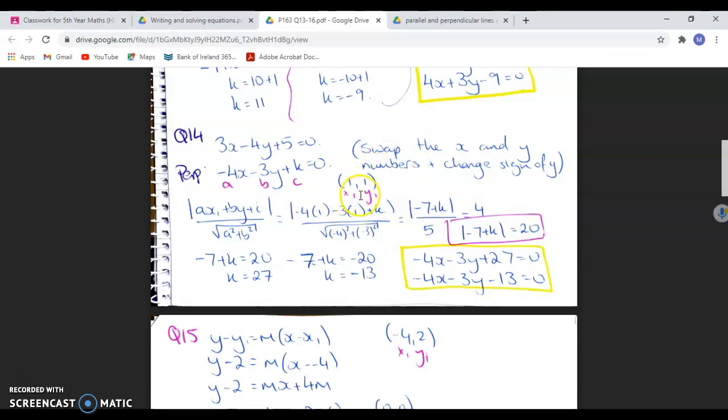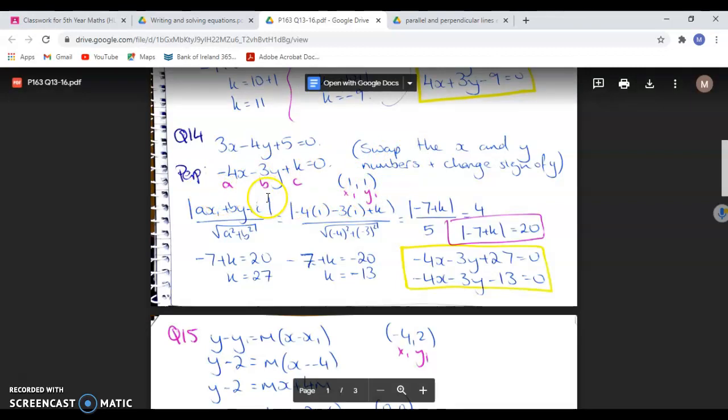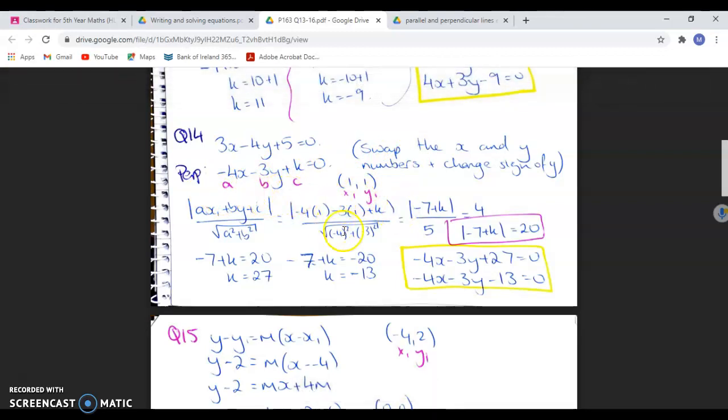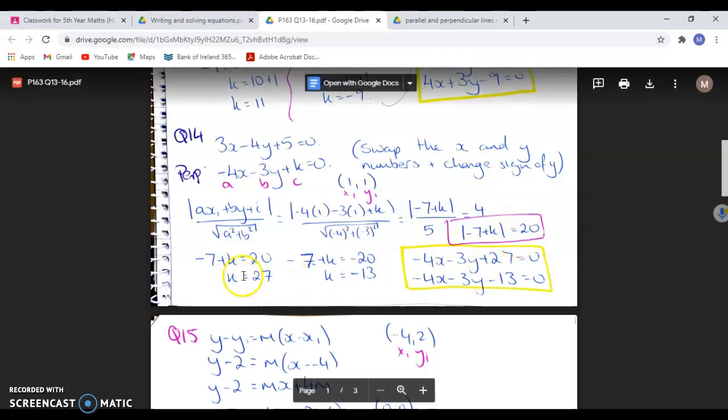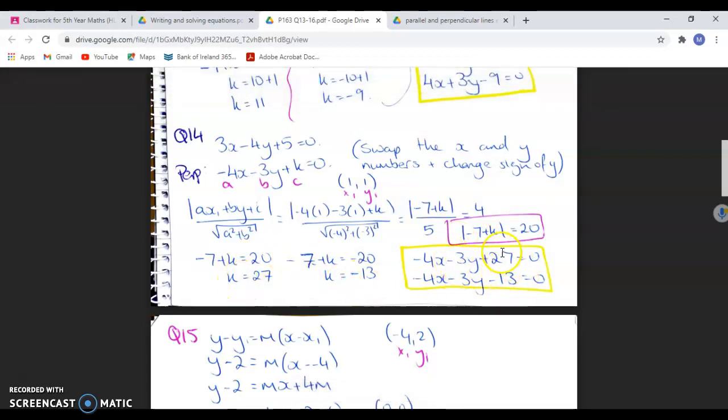So my point is 1, 1. My line is this, labelling A, B, and C, x1 and y1, and sub into your formula. And I'm told in the question the distance is 4 units, so again you're just subbing in and putting it equal to 4. Cross multiplying, 5 goes up and that becomes 20. So then I'm taking the modulus. Modulus means take the positive, but it could be the plus 20 or the minus 20, so that's what I've done here. You get your two answers, 27 and 13. So you just put your 27 and 13 back into this one here.